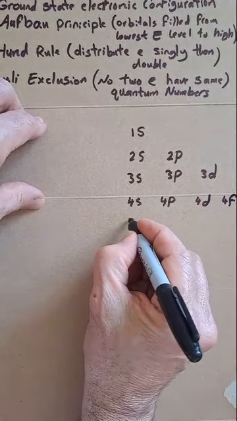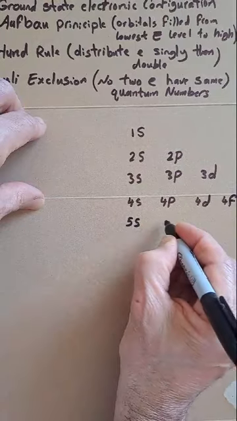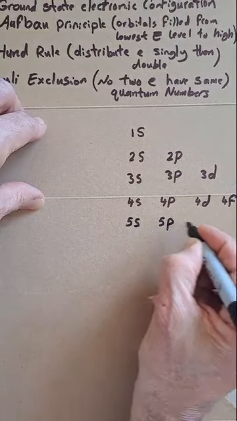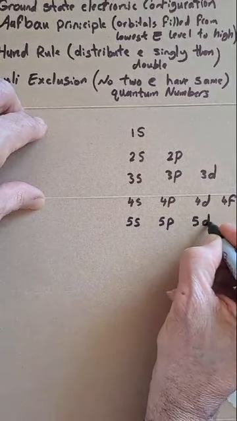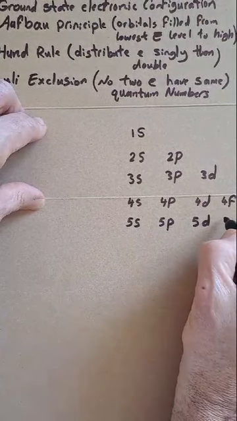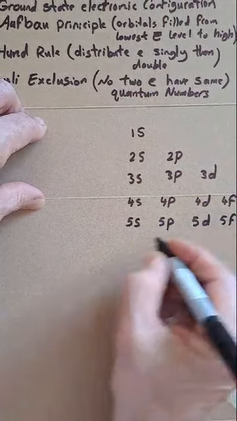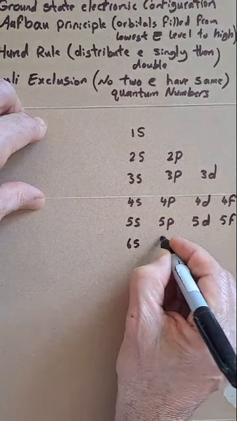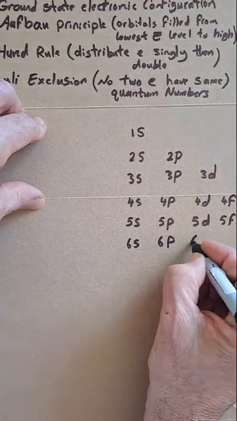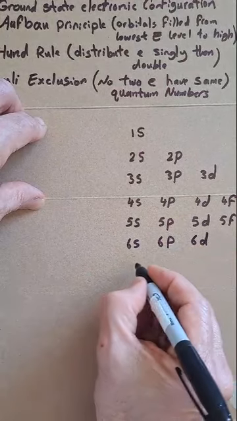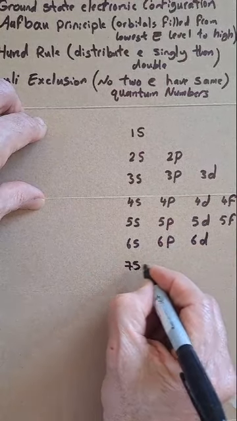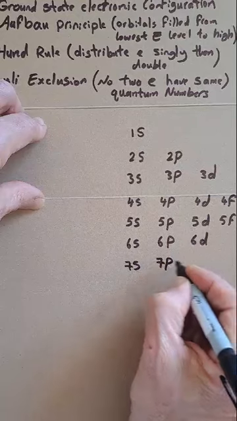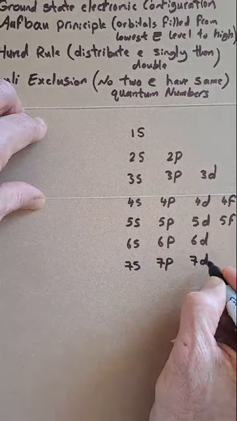and we come to 5s, 5p, 5d, and so on, 5f. There is 6s, 6p, 6d, and so on, 7s, 7p, 7d, and so on.